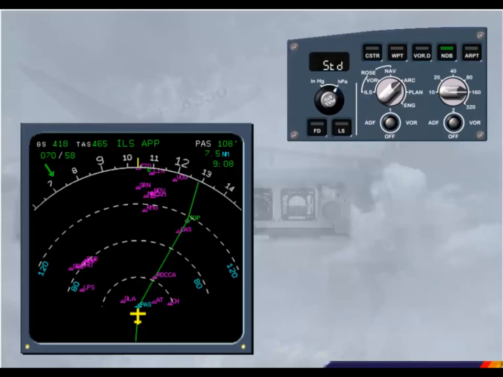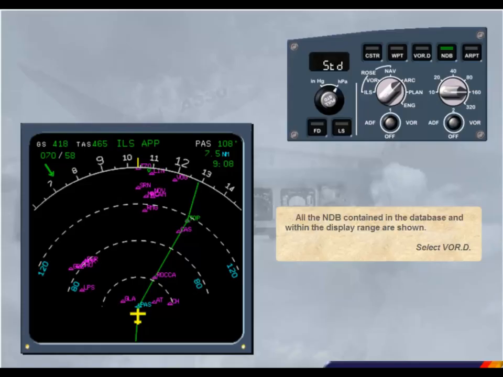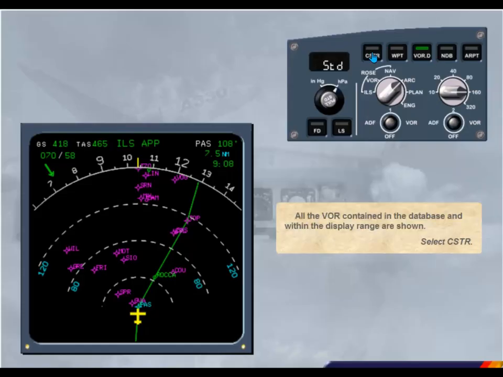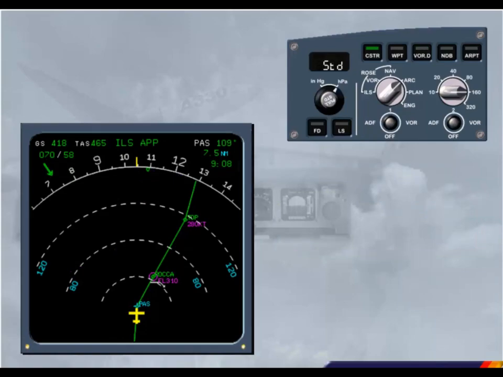All the NDB contained in the database and within the display range are shown. Select VORD. All the VOR contained in the database and within the display range are shown. Select Constraint. Only the constraints related to your flight plan are displayed: speed, altitude, time, etc.